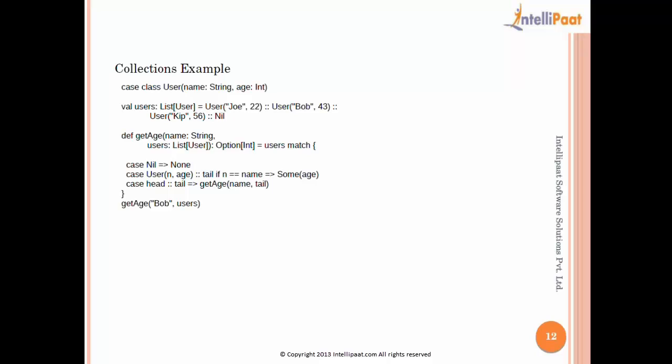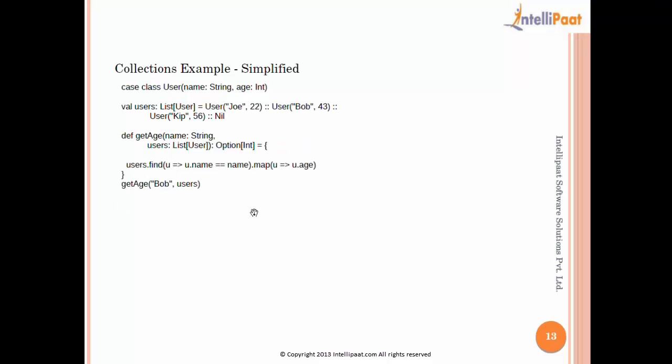So this is the concise example of what I tried before. I have a user structure, and then I declare a few sample users, and then I write a function called getAge using pattern matching. Now I try to do the same thing using collections. So I reduce the code by a few lines.